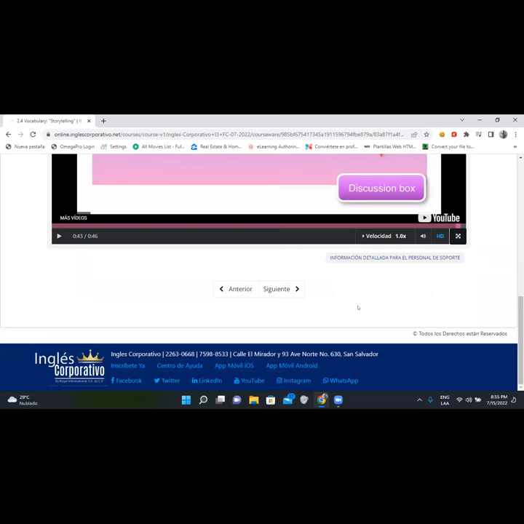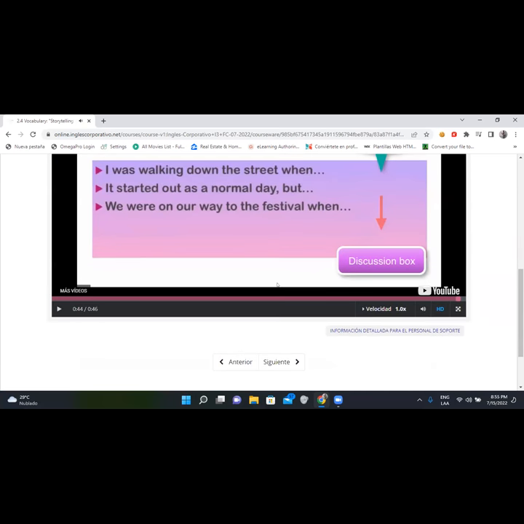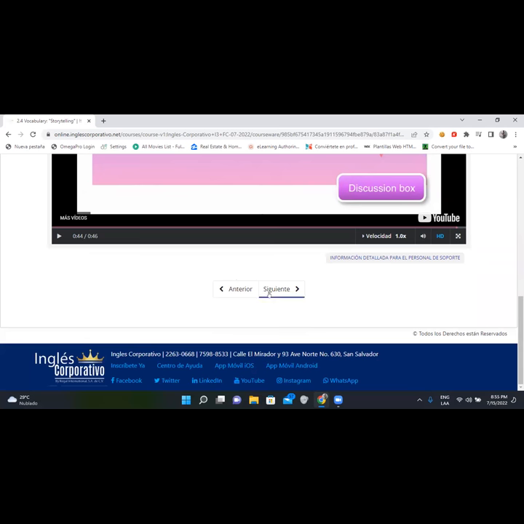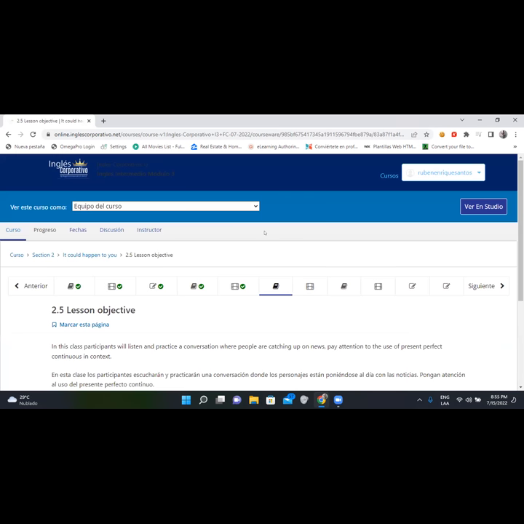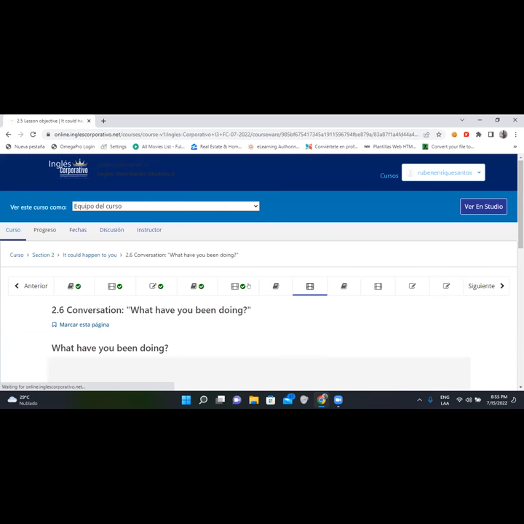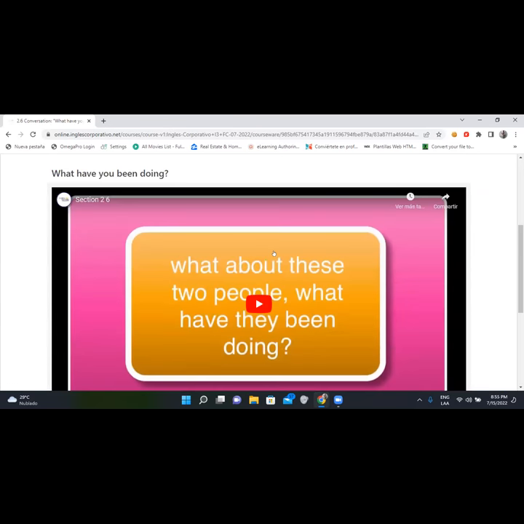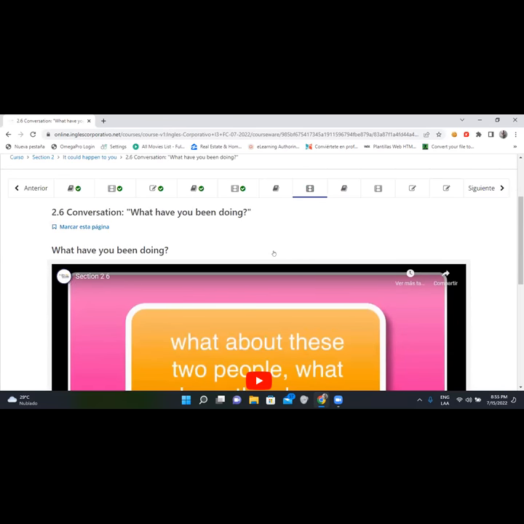Where is the discussion box? No discussion box? With creative sentences. Okay, what happened here? Okay, never mind. There is no discussion box. Let's look at the next one. This one doesn't have a discussion box either. Where are the discussion boxes?